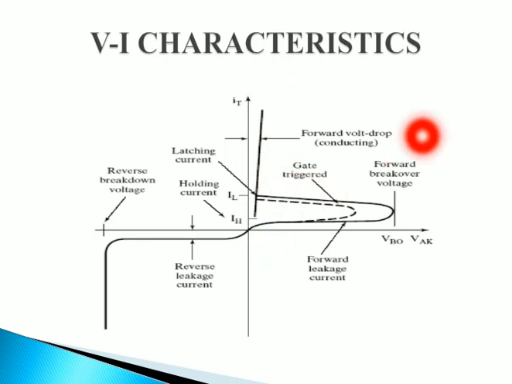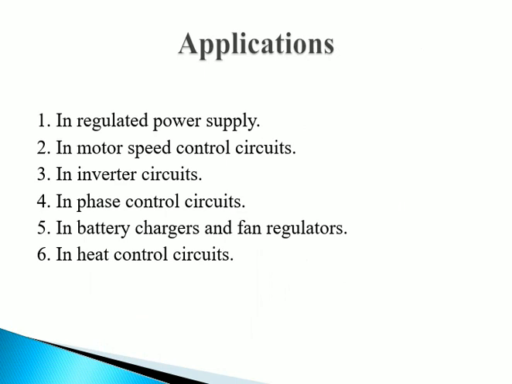This is all that happens in the forward direction, and in reverse it will act like a normal PN junction diode, that is, the current will increase slowly, and that is the reverse saturation current. This is how the VI characteristics of the SCR are explained. Coming to the applications, they are used in regulated power supplies, motor speed control circuits, inverter circuits, phase control circuits, battery chargers, fan regulators, and heat control circuits.